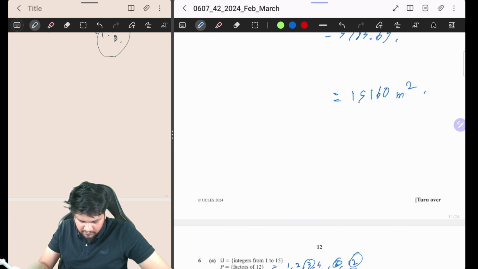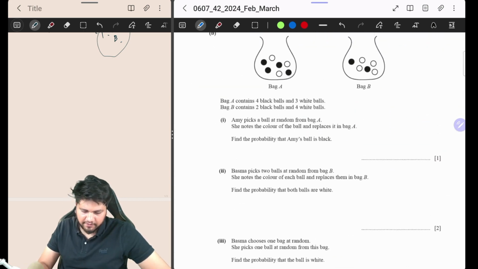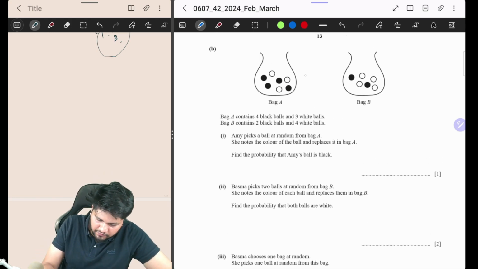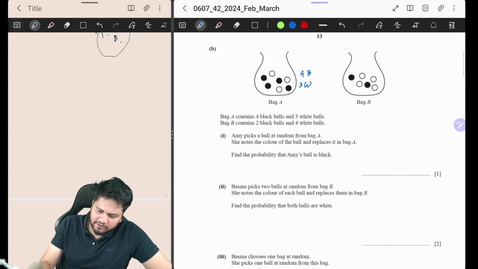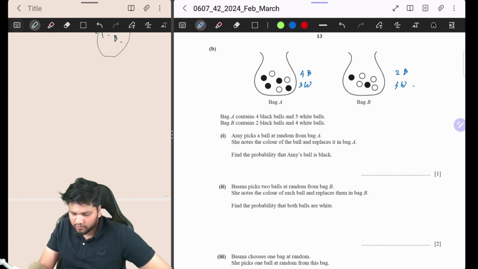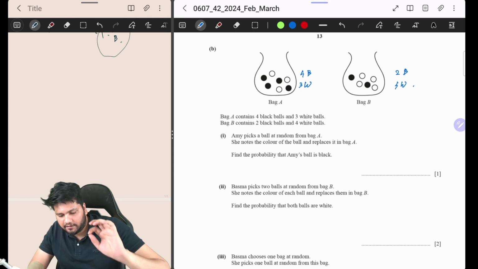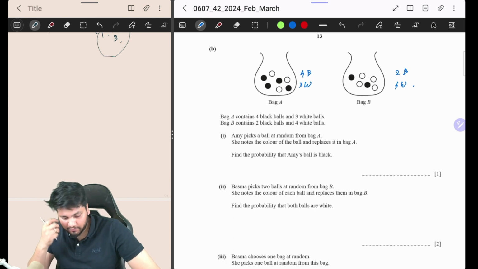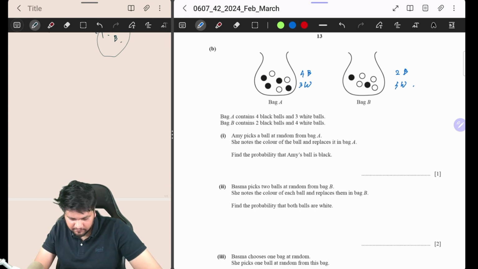Achha, this is A part. Okay, B part is probability. Fine. So bag A contains 4 black balls and 3 white balls. So 4 black, 3 white. Bag B contains 2 black balls and 4 white balls. So 2 black and 4 white. Amy picks a ball at random from bag A. She notes the color of the ball and replaces it in bag A. Find the probability that Amy's ball is black. It's a 1 marker question.